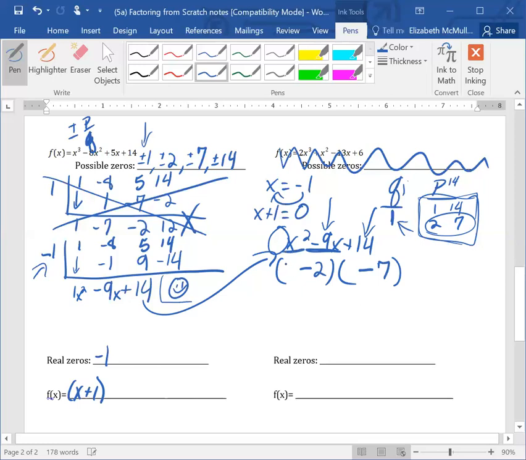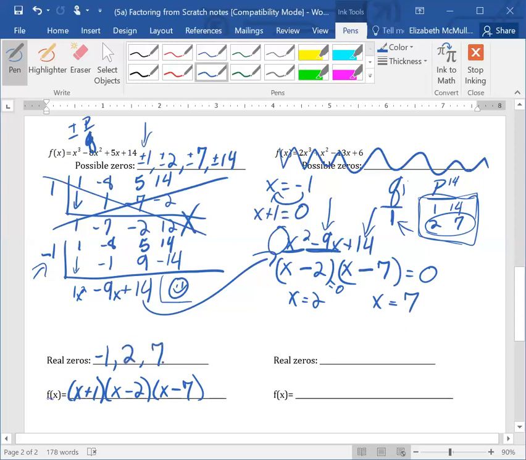This is x squared, so I know I'm just going to have an x and an x. So my other two factors here are x minus 2 and x minus 7. If we set each of these equal to 0, we get x equals 2 and x equals 7. So my other two zeros are 2 and 7.